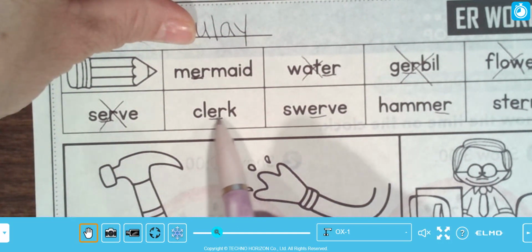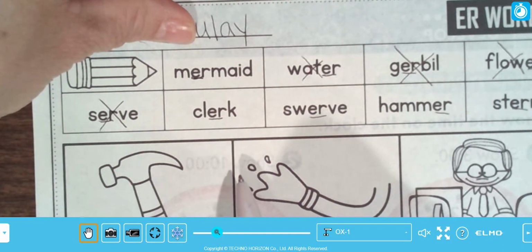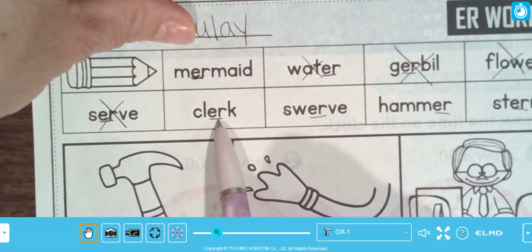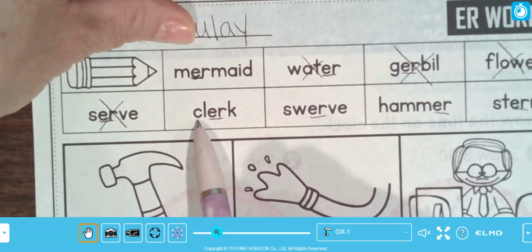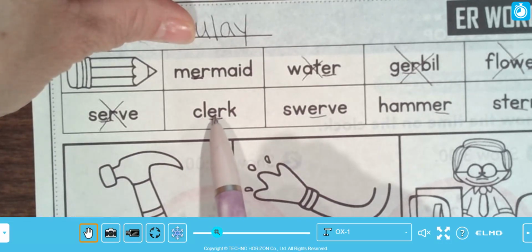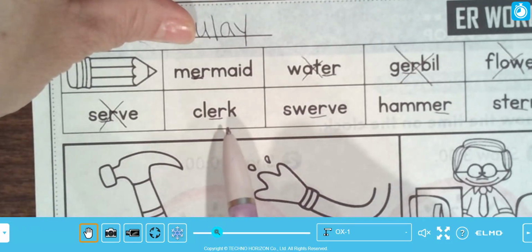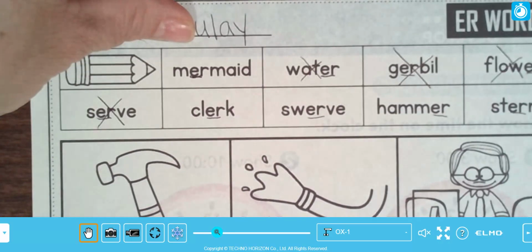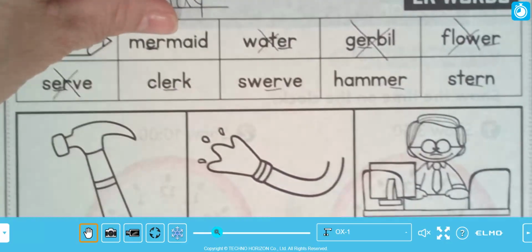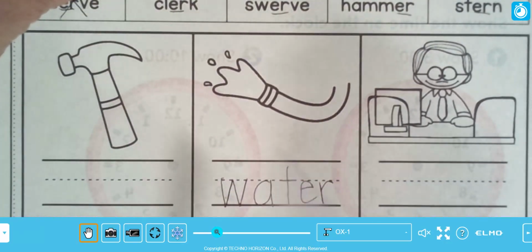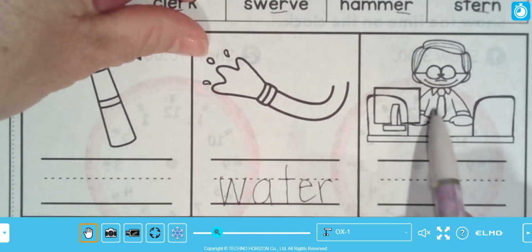What sound does the ER make? It's the er sound. So let's read it. Ready? Begin. K, l, er, k. What's the word? Clerk. If you said clerk, you said it right. Clerk. So one of these pictures here shows a clerk. A clerk is a person who works in the office. Yes, this is the clerk right here.